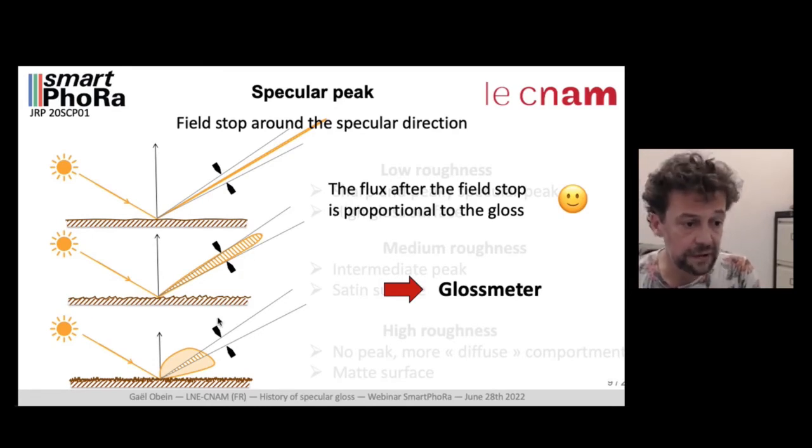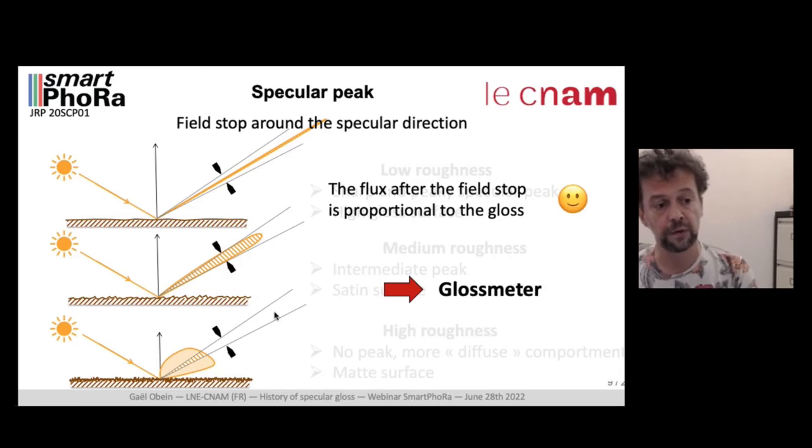And if you go on a matte surface, then you will have a very small signal because most of the light will be out of the solid angle that is going inside the diaphragm or the field stop. So if you do something like this, you get a numerical indication that is proportional to the sensation of gloss. You're building a gloss meter.